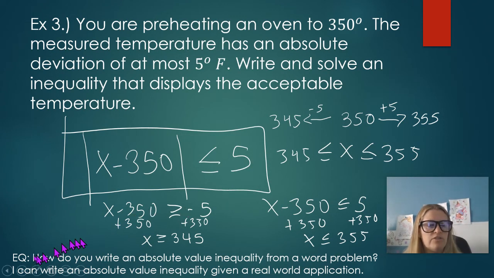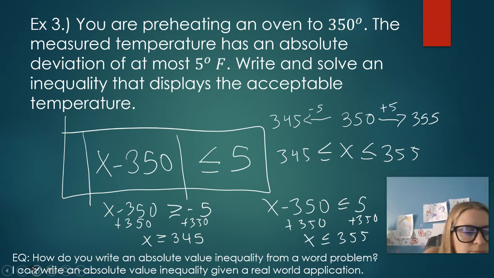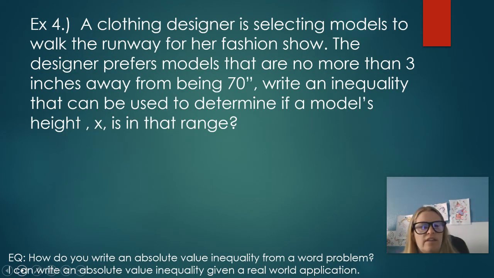Okay, one more for you to try, and that is it for today's lesson. Hopefully we understand the absolute value inequalities a little bit better. Make sure you realize the 350 is the perfect. That's what's going to go inside with the absolute value, and the 5 is what's the change. So try this one on your own.